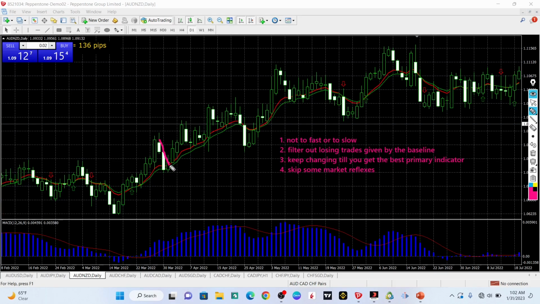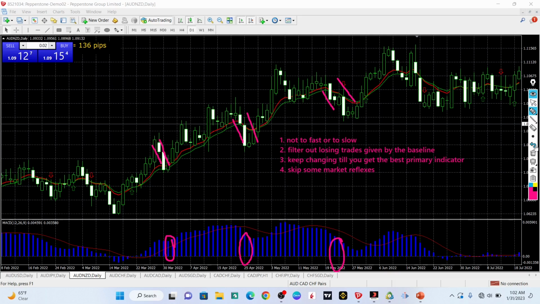So, for example, right here, you can see that the market was trying to reverse, but the MACD says no, we are still bullish. You can see that here the market tries to reverse, but the MACD says we are still bullish. And then the same thing happens here. You can see that the baseline even gave you a signal to sell, but the MACD said we are still bullish. So that is what I'm saying, that the primary indicator should filter out some market reflexes. So basically, those are the characteristics of a good primary indicator.